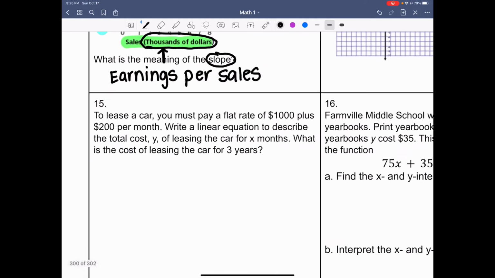To lease a car, you must pay a flat rate of $1,000 plus $200 per month. So when I'm looking at this, I have a flat rate. That's going to be my y-intercept. And then I have a $200 per month, which is going to be my slope. Write the linear equation for the total cost y of leasing the car x months. And they ask us for 3 years.